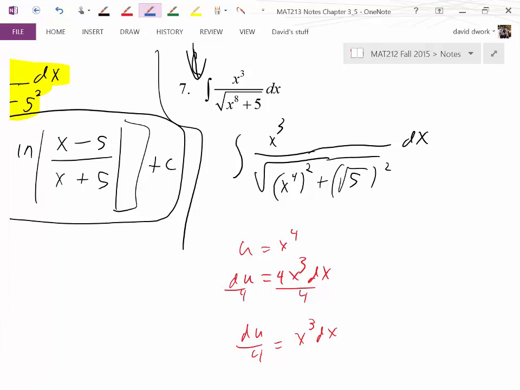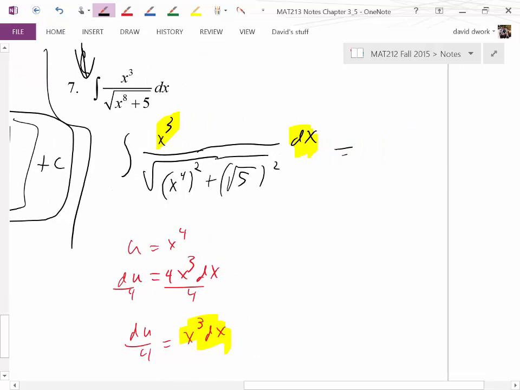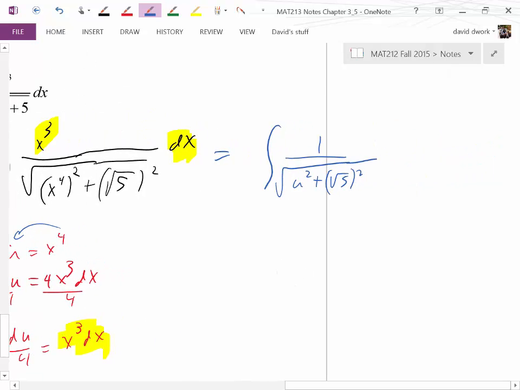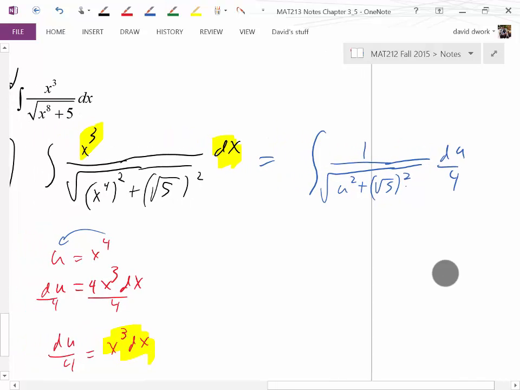So now what? Everywhere I have an x cubed dx, I got that. I can replace that with du divided by 4. All right. I can work with that. So here we go. So I'm going to be left with du divided by 4. Nothing left in my numerator. Down here in my denominator, x to the 4th is the same thing as u. So I've got u squared plus the square root of 5 squared, du divided by 4. And there we go.